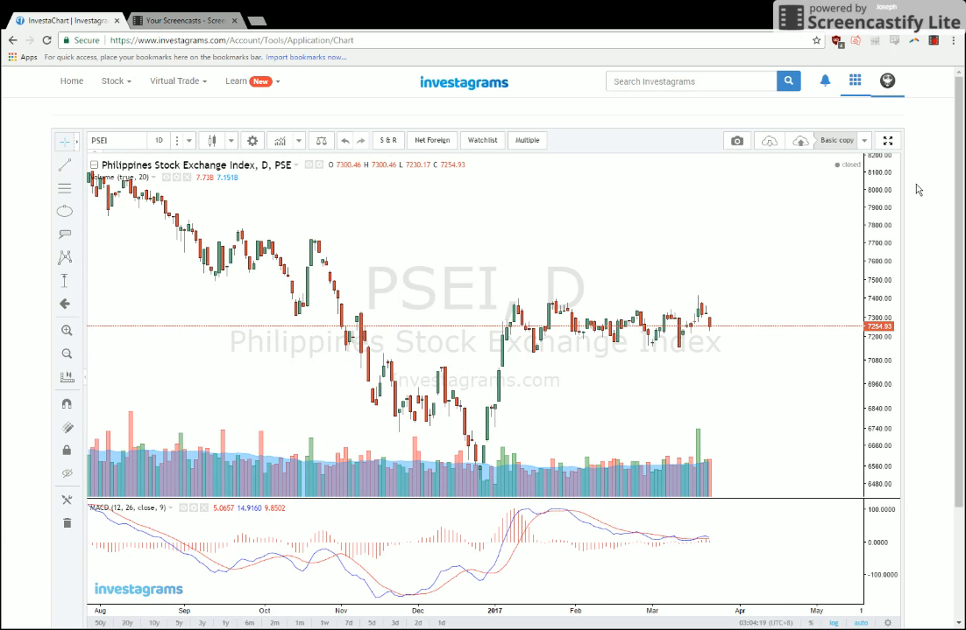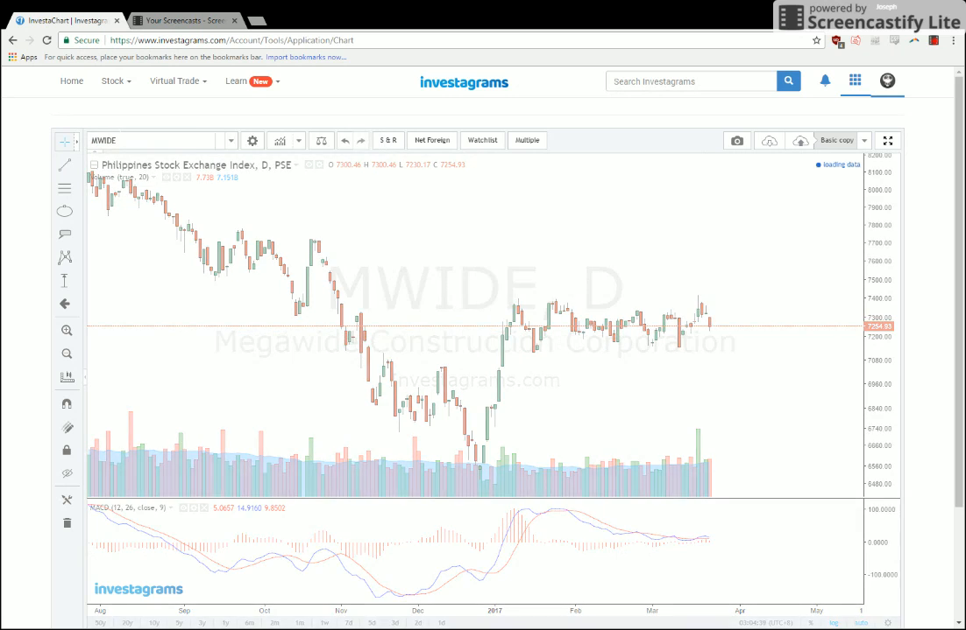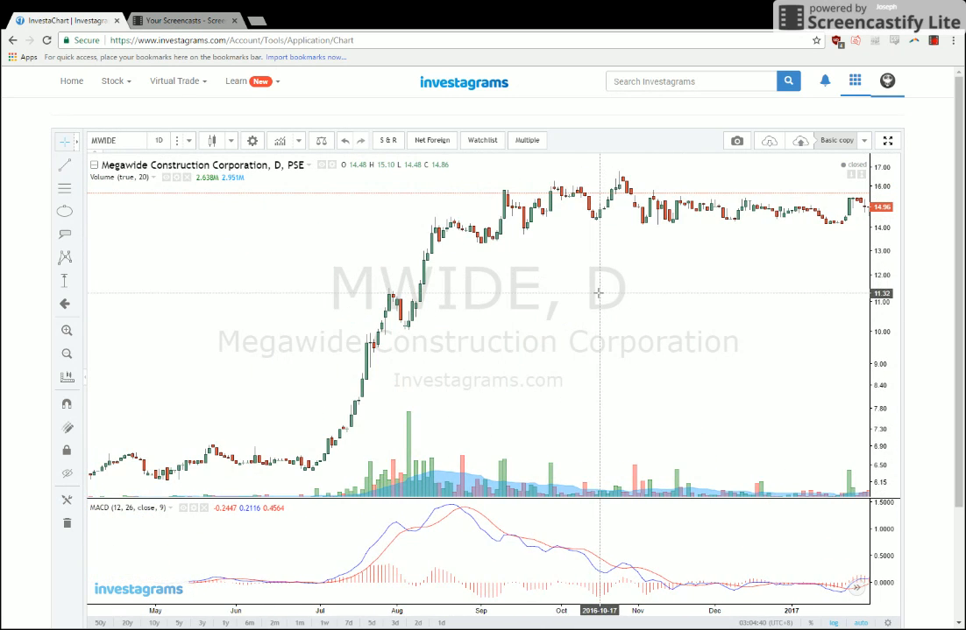So here, when you see this gigantic move, you see here in the blue line on the lower one, the large gap between the two and the large histogram. That tells you that the stock price is moving very heavily. Another similar example, M wide. You can see here the histogram was really high.